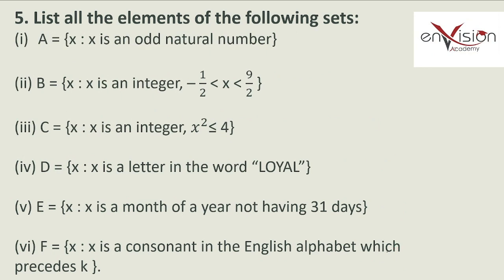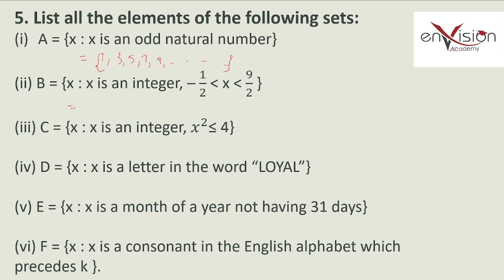Next we have: list all the elements of the following set. I will not bore you more. We have two questions. Let's finish it well. X is an odd natural number. You have to write down the elements only. X is an odd natural number: 1, 3, 5, 7, 9 and so on. Because these are infinite, we need not mention any ending here.